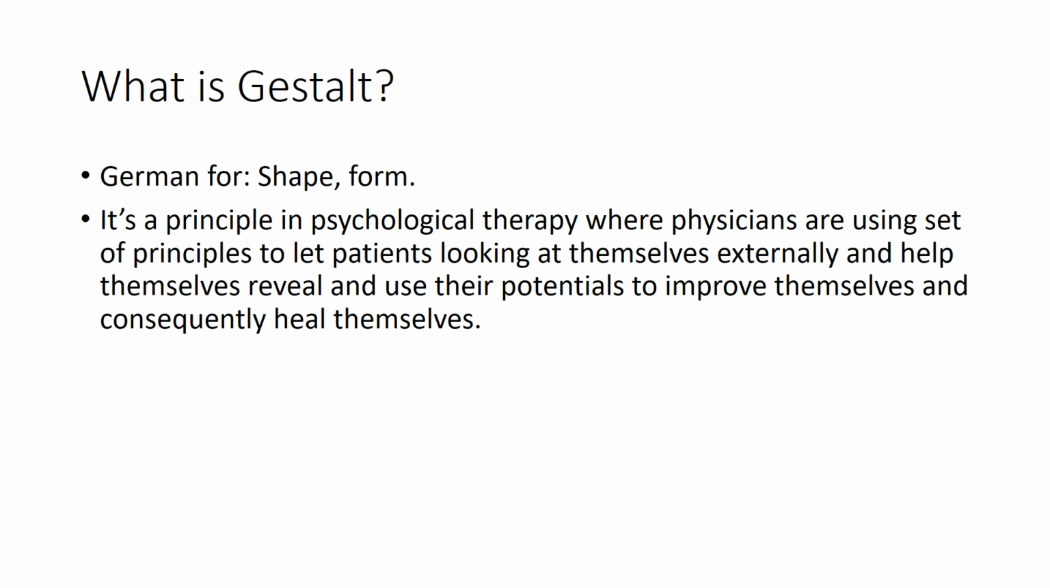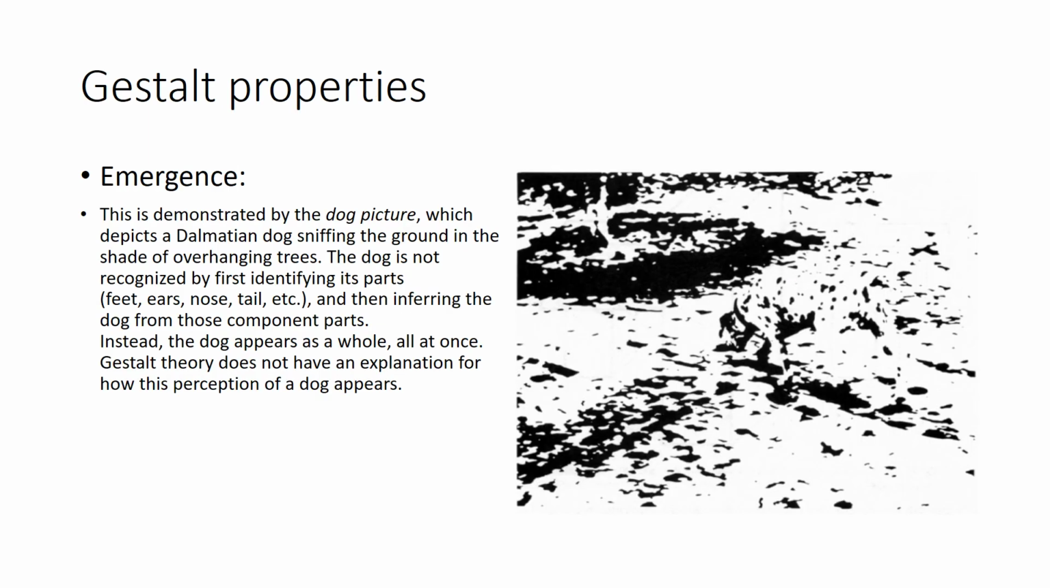Let's take one of the Gestalt properties, for example, emergence. The first thing when you look at it, your brain immediately starts to form a shape. When you look at this picture right now, you can start seeing the dog sniffing on the ground. This Dalmatian dog sniffing on the ground.